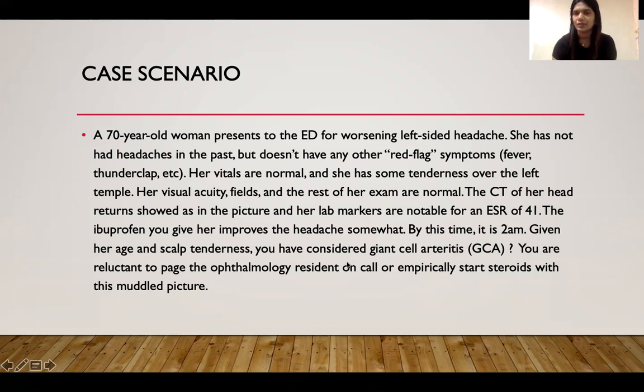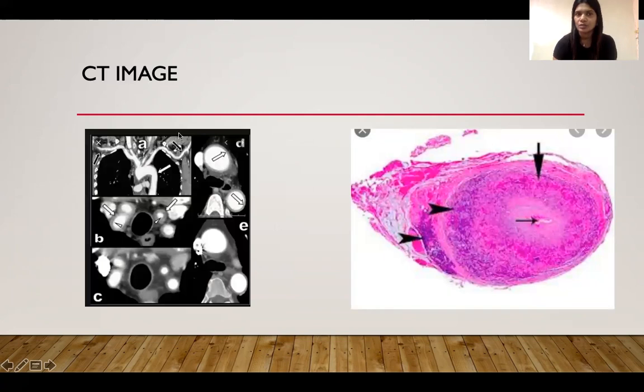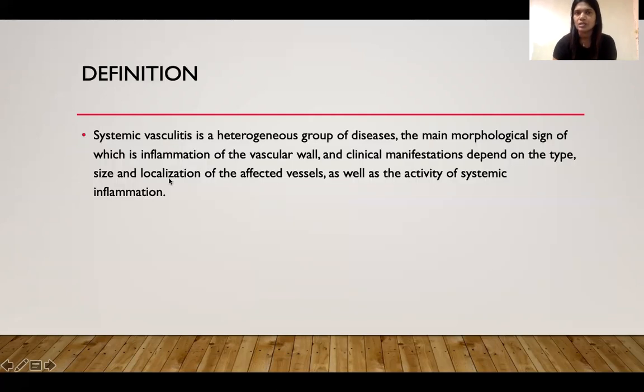So let's see how to diagnose this case and whether we are going to refer this patient to the ophthalmologist or not. This is a CT image of the particular patient, and you can see the granulomatous changes, and because of the granulomatous changes, the artery is narrowed, and because of this there is a lack of blood supply. So we will see in detail what systemic vasculitis is.